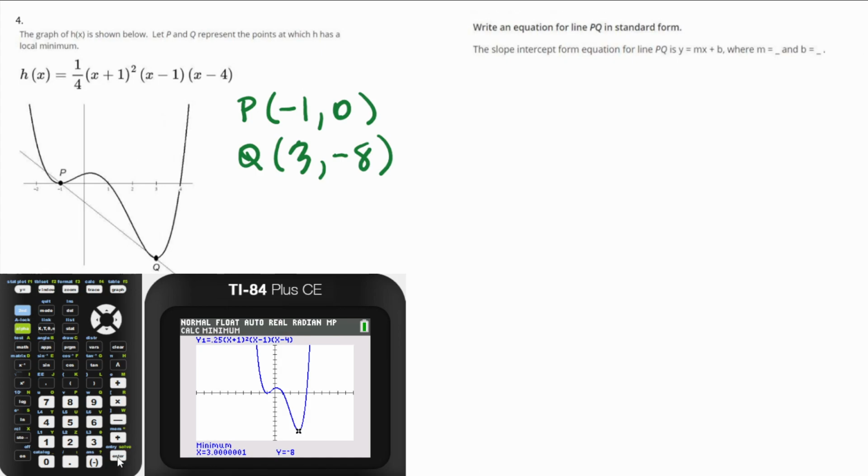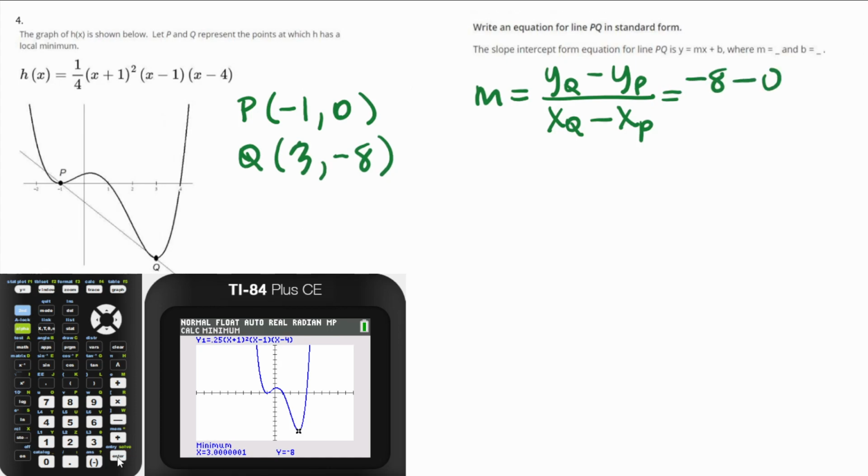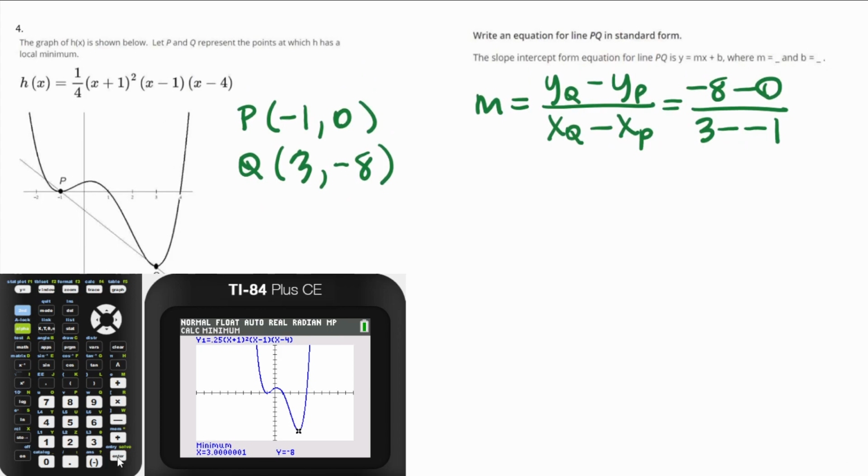Now, first thing I'm going to need to compute is the slope. So slope is going to be y2, which would be y of q, minus y1, which would be y of point p, divided by x2 minus x1. That's the y coordinate of q minus the y coordinate of p, divided by the x coordinate of q minus the x coordinate of p. So that's -8 divided by 4, which is equal to -2.